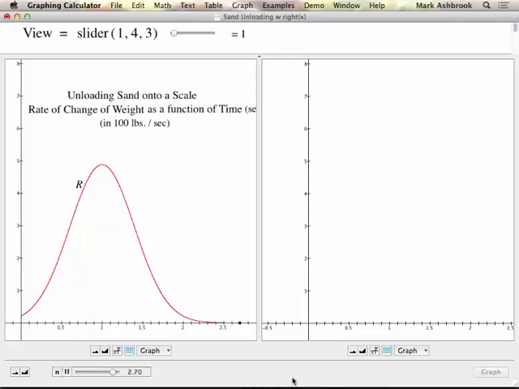So what do we got? We're unloading sand onto a scale. And this is the exact rate of change as a function of time. So over here, you might want to make the numbers a little bigger like I'm about to do here so you can see it. So this is 100 pounds per second, 200 pounds per second, 300 pounds per second, etc. In hundreds of pounds per second, that's our rate of change. And then this is seconds down here. So the first one you can see is 0.5 seconds. 1 second.